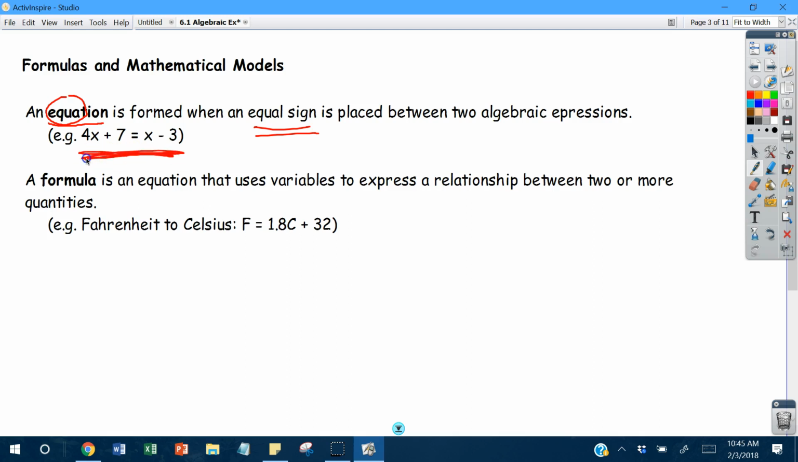We've seen equations at some point before. And then a formula is basically an equation that just has some sort of real life context, so the variables have some sort of meaning. Here's the Fahrenheit to Celsius formula, where the F would be a temperature in Fahrenheit and the C would be a temperature in Celsius. So we're going to do some stuff with equations and formulas in this section.